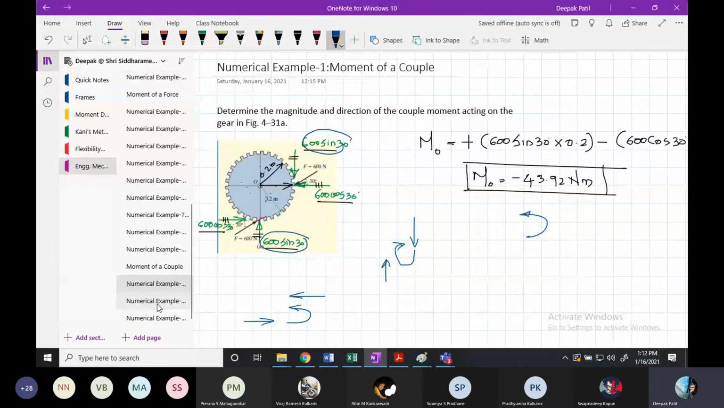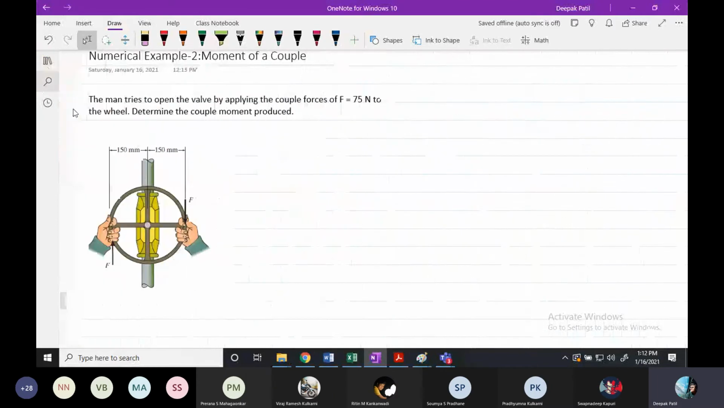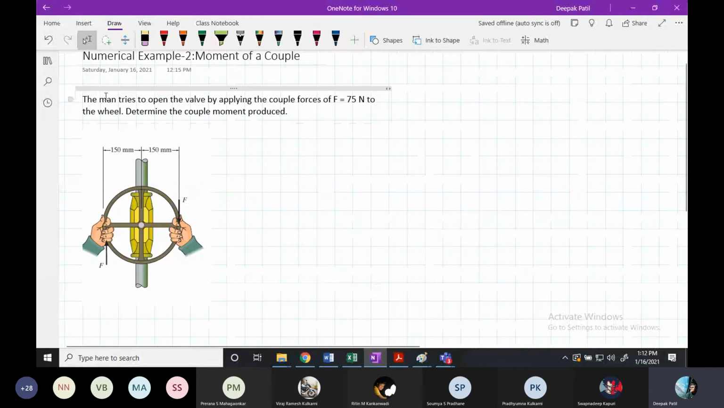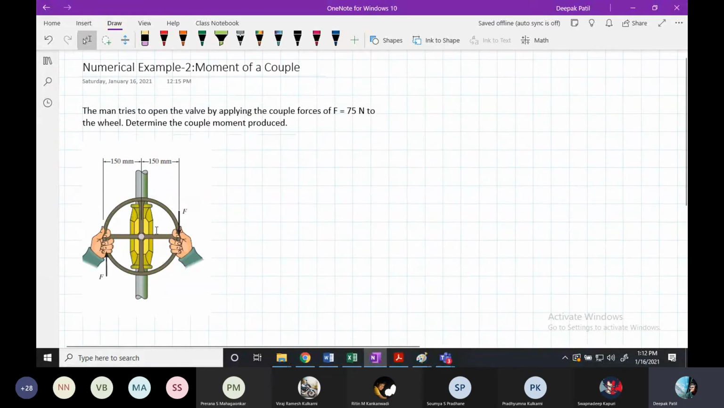Okay, now let me move further and check this numerical example. The man tries to open the wall. This is a pipe and this is a wall. In most cases you have seen, just to open a wall they have some steering kind of thing and they try to rotate that to open the wall. The man tries to open a wall by applying a couple force of F equal to 75 newtons. The force F in this direction is 75 newtons, and in the upward direction it is 75 newtons, to the wheel.